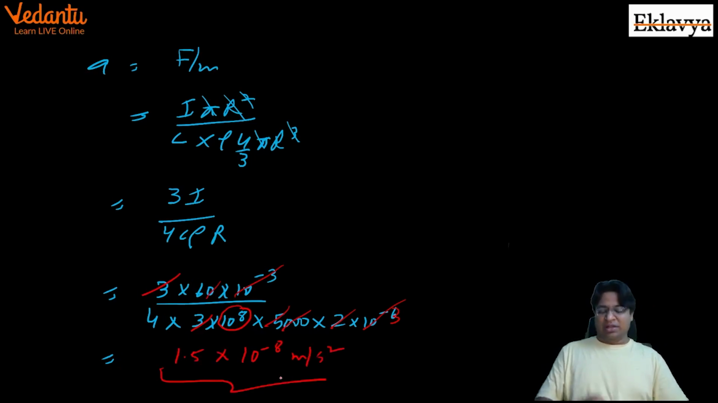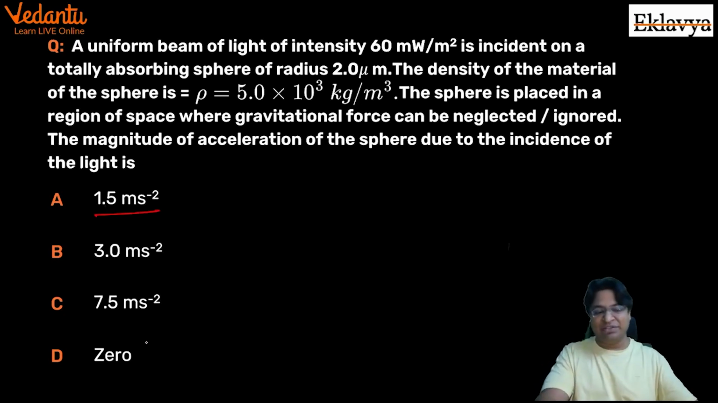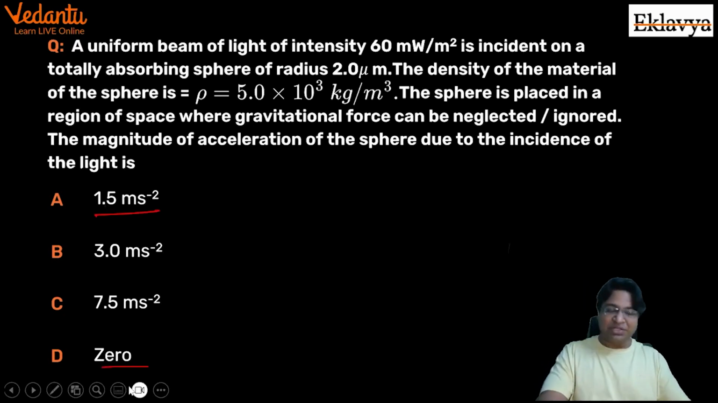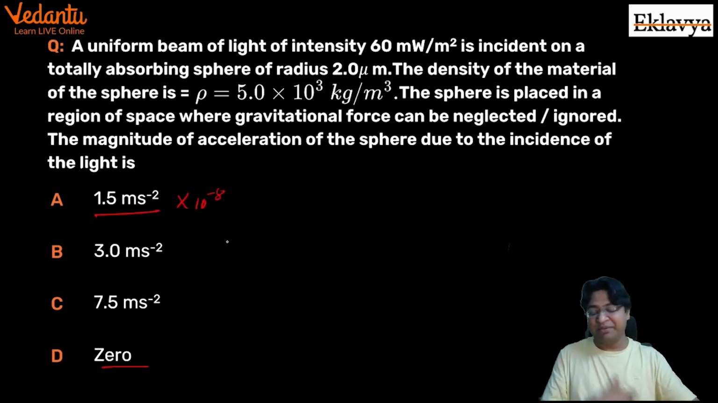Now there was a discrepancy in this question. We have 1.5 as one of the options and we have 0 as another. Both options have a little bit of problem in them. This one has a big problem: it is missing a factor of 10 raised to power minus 8, which could be a typing mistake.